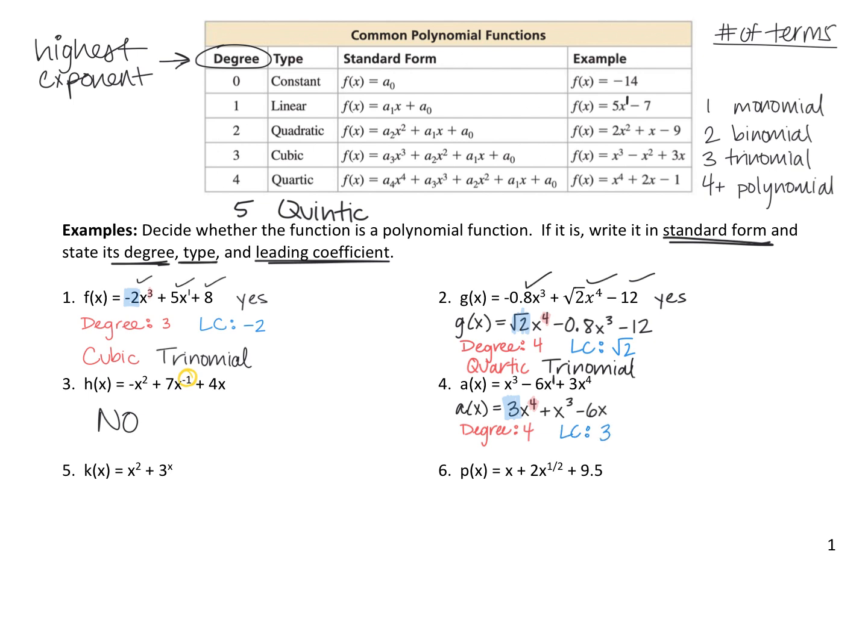So now we're going to name it. My degree is 4, so again it's also quartic. And I think we have a trinomial again. It's got 3 terms. 1, 2, 3. So it's a quartic trinomial.